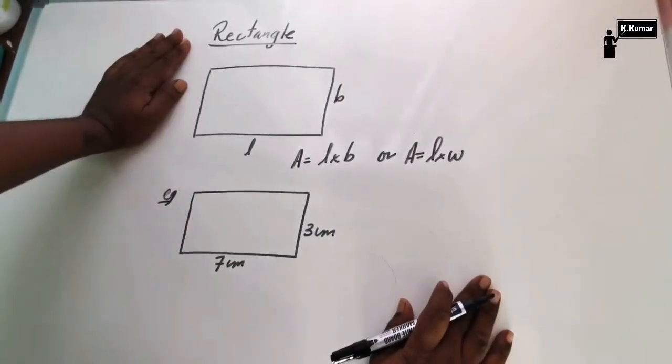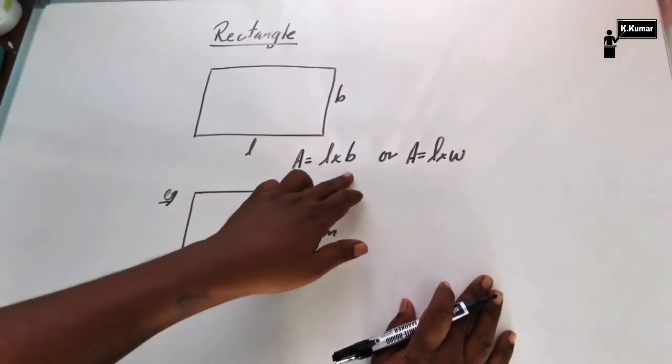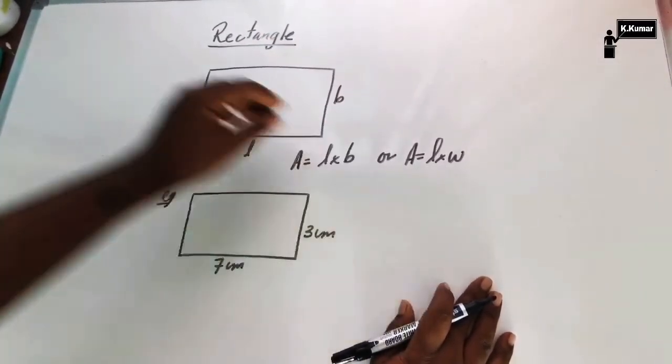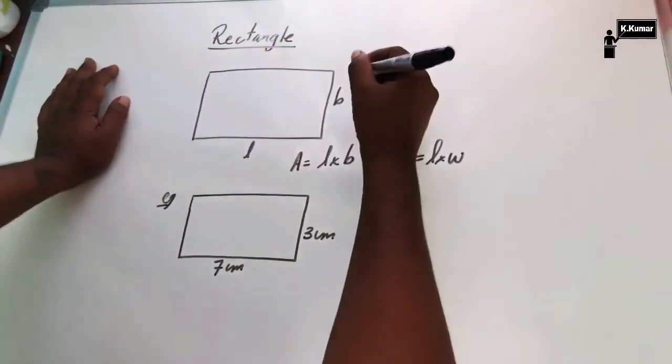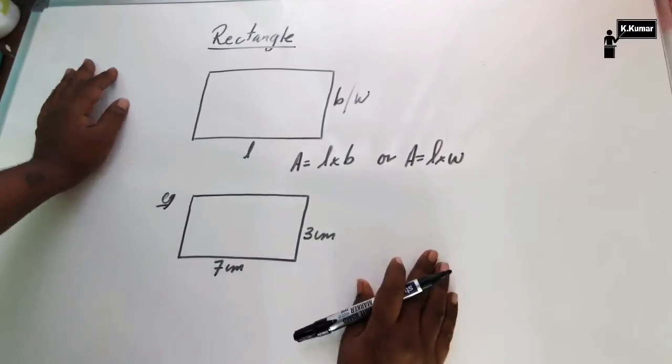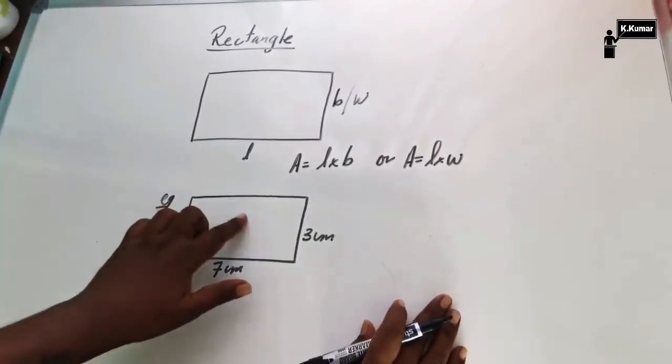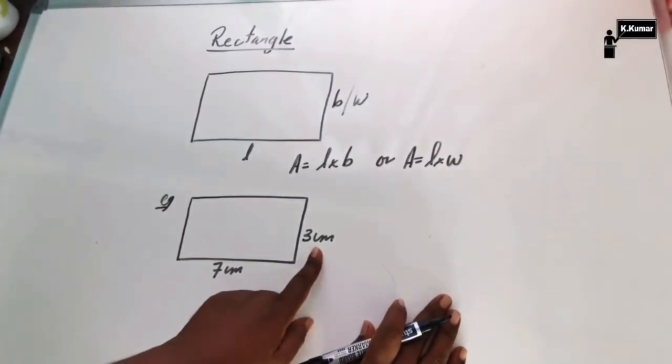For the rectangle, the formula for area is length times breadth, or in some cases you would see length times width. The length would be the longest side. The breadth or the width would be the shortest side. Now, let's look at an example. You have a rectangle here with the length being 7 and the breadth being 3.